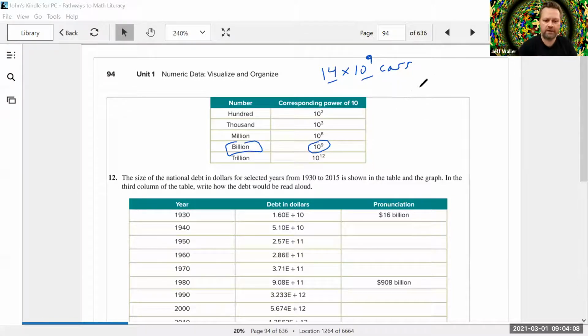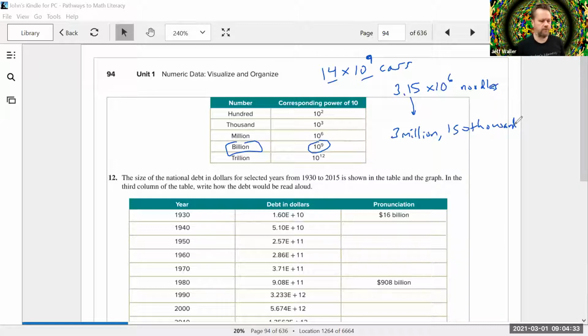Let's try something a little bit trickier. What about 3.15 times 10 to the 6th noodles? How many noodles is that? 3,150,000. Exactly. This is 3,150,000 noodles. I love it. Right? Some good ramen. I think that'll get us through the next apocalypse if I have that many noodles. Just better not be shrimp flavor. No, I don't like the shrimp flavor.